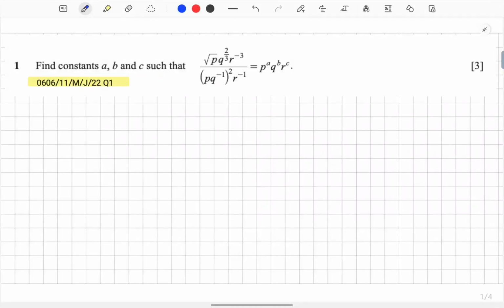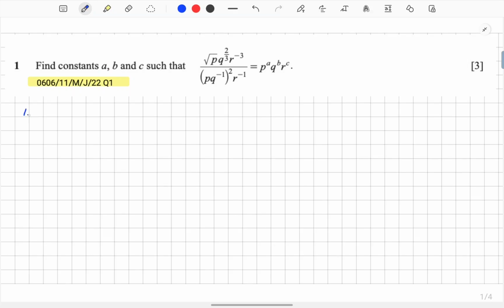In this video, we're going to talk about indices and surds, and we'll be solving 3 questions from past papers together, and these questions are very common in our papers. But before starting, we need to know some rules first.